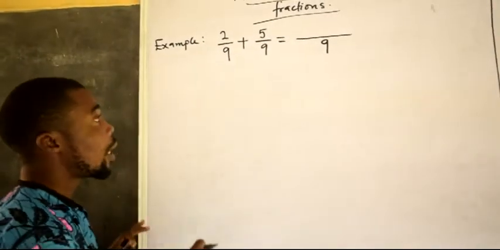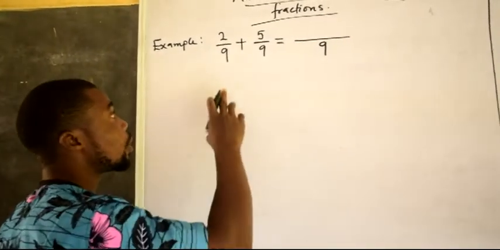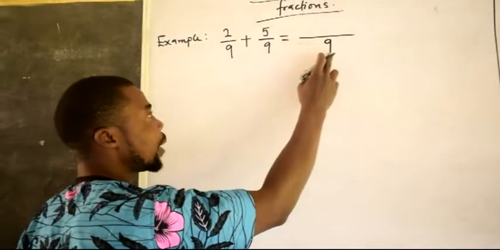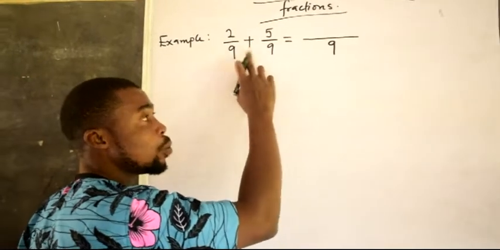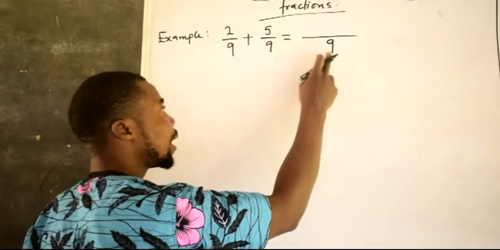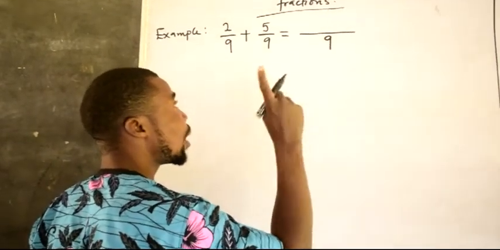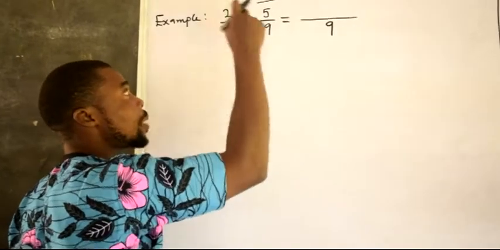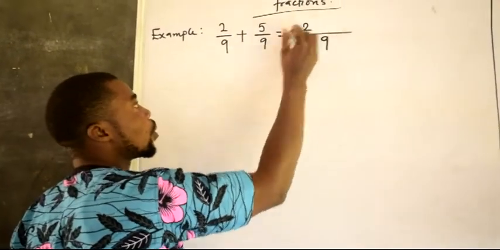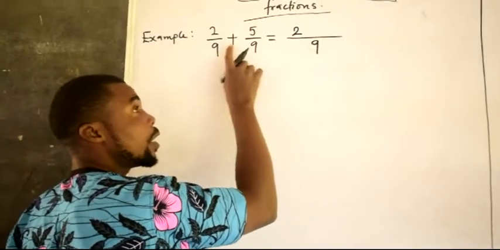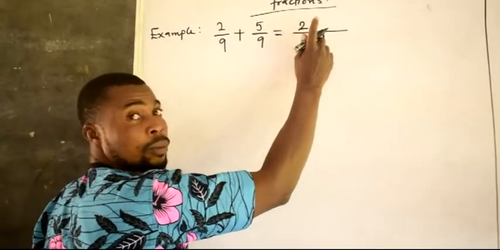After that, we say 9 will go in 9 how many times? 9 will go in 9 once. We now use that 1 to multiply the number on top, and 1 times 2 will give us 2. If the sign here is plus, you put plus. If it is minus, you put minus.